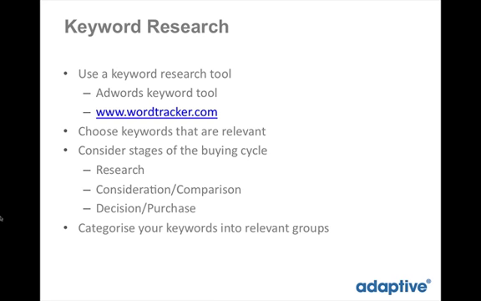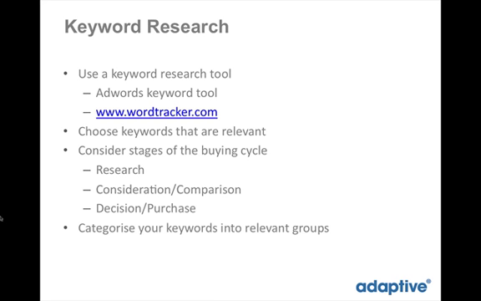should use a keyword research tool. You can use the one provided by AdWords or a third-party tool like Word Tracker, which is very good. Focus on keywords that are relevant to you. Don't blanket bomb the industry, because you'll be paying for clicks that won't get your return and won't convert very well. Consider the stages in the buying cycle and consider at what stage you want to engage with the buyer.